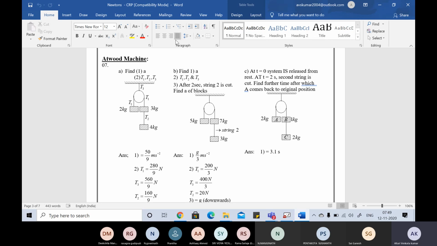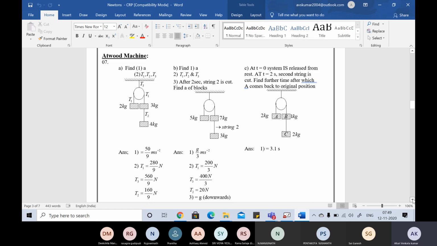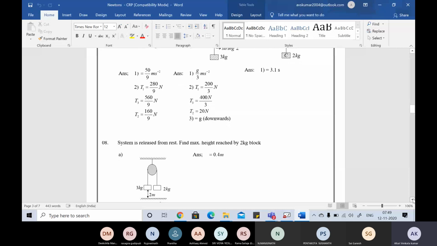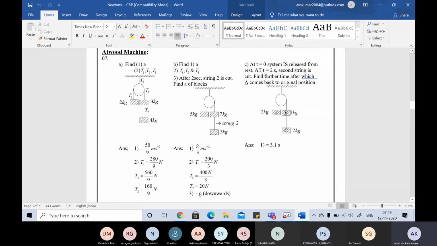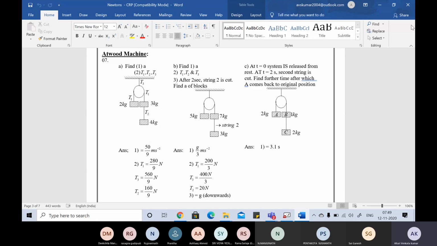First one, can you do all now? First one. Yes, sir. Please do it. First one. Please do it. First one. 2 kg, 3 kg, 4 kg, and then 3 strings. T1, T2, T3.